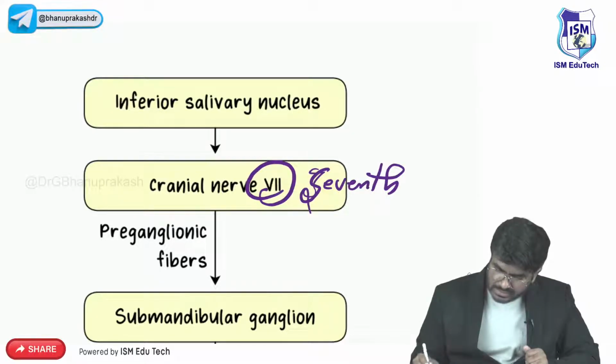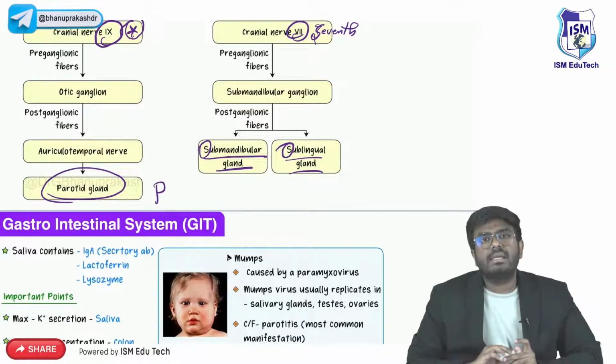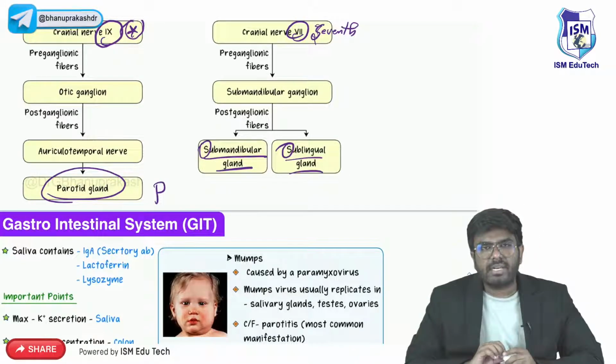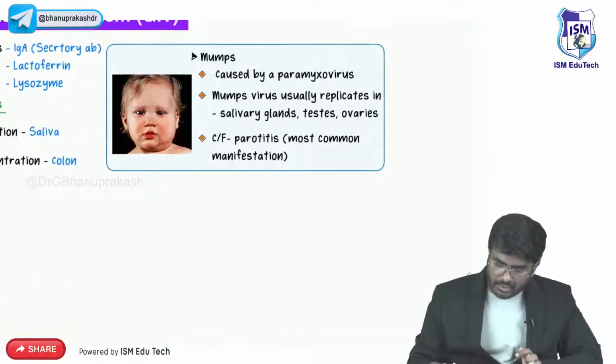Okay, they are innervated by the 7th cranial nerve. Simple. Parotid gland is innervated by the 9th cranial nerve. Sublingual and submandibular salivary glands are innervated by the 9th cranial nerve. Okay, and one more important point which I want you to know is salivary glands.